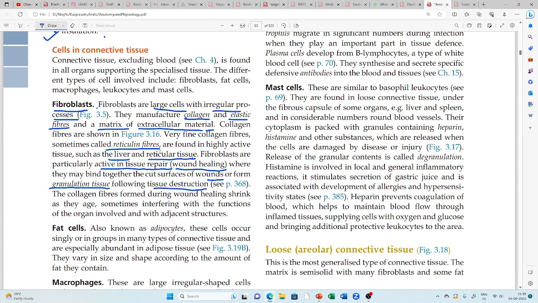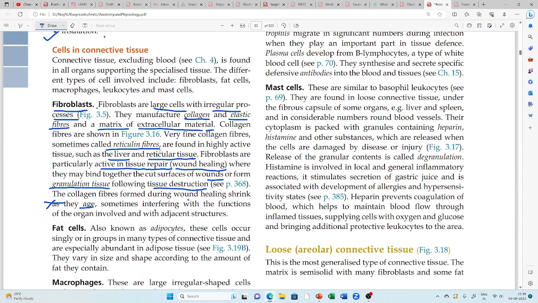Fibroblasts have an important, active role in wound healing. If there is any wound or cut, it should normally close and heal after that. There should be formation of granulation tissue. This formation of granulation tissue, or wound healing, is helped by whom? Fibroblast. Next, the collagen fibers formed during wound healing shrink as they age, sometimes interfering with the functions of the organ involved. Okay, leave that one.